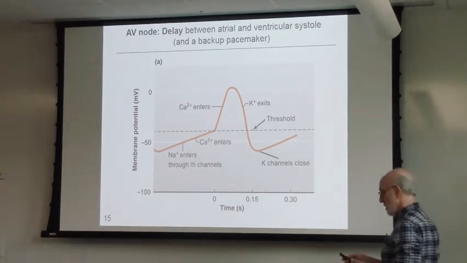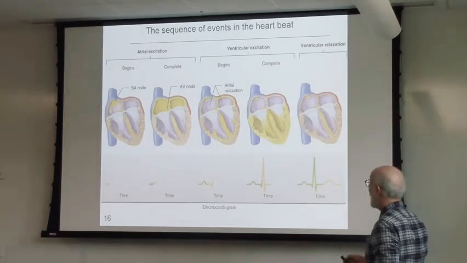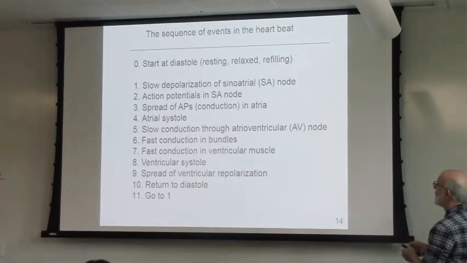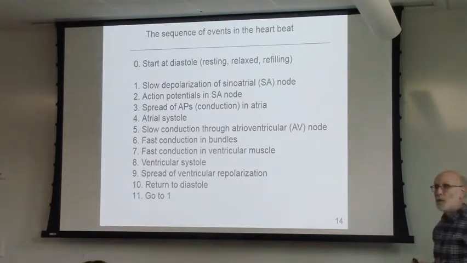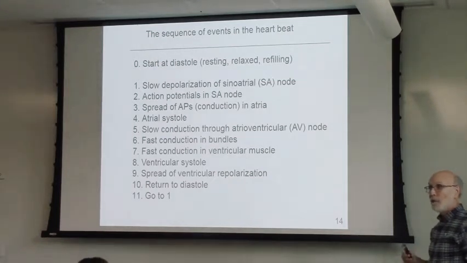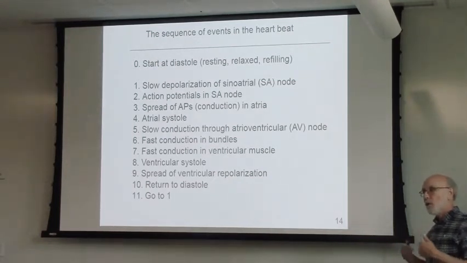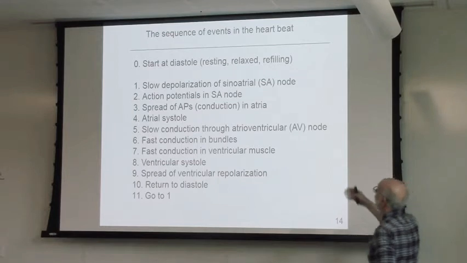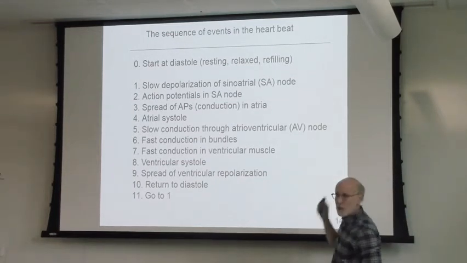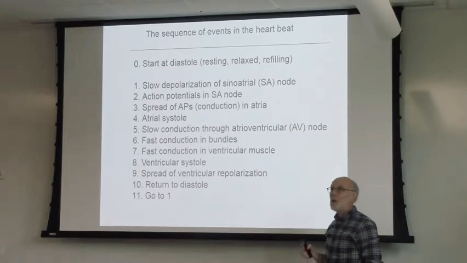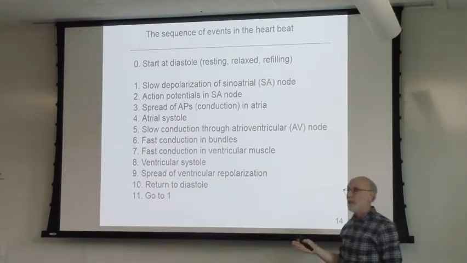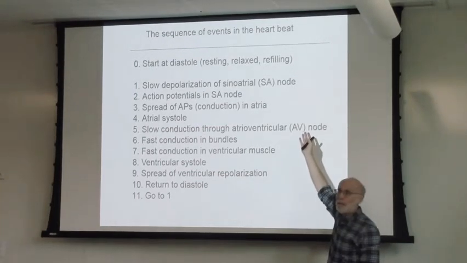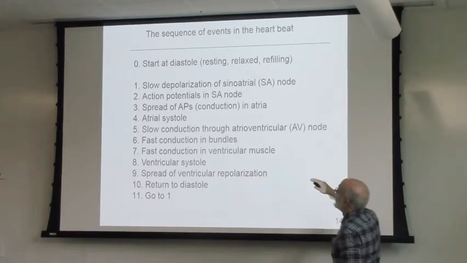So now we understand, let's go back to the checklist. We understand the slow conduction through the AV node. It fires slowly propagating, slowly conducting action potentials that look like the action potentials in the SA node, but are not usually spontaneous because the SA node is the driver. And the AV node, like the rest of the heart, is a follower.